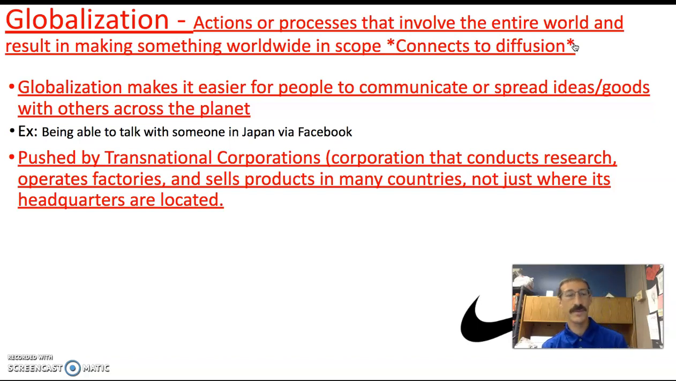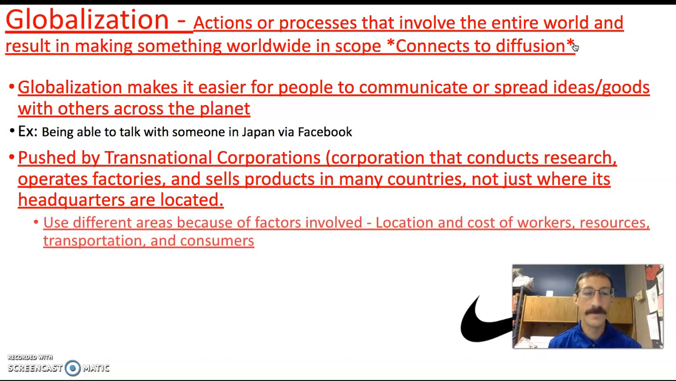And what has been propelling a lot of it is the search for money, or economics. Transnational corporations conduct research, operate factories in many places, and sell products in many countries, not just where their headquarters are located. Now, that's not the only reason why globalization happens. We can also talk about cultural diffusion, which we're going to come back to as well, along with local trade, other types of investments, just things that push and bring people together.